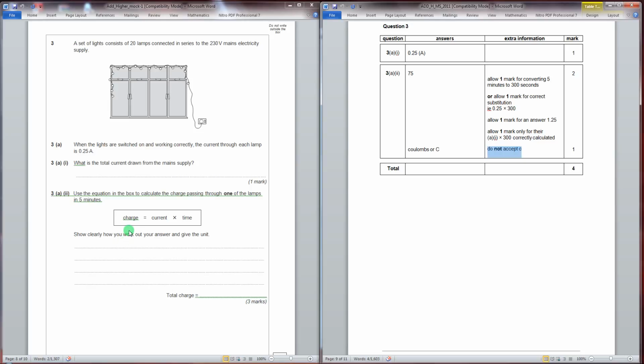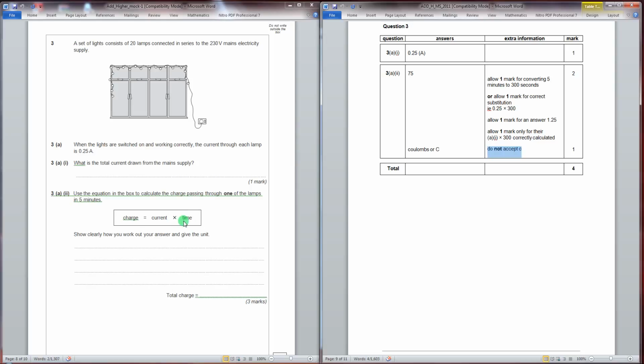The second part is an equation. Use the equation in the box to calculate the charge passing through one of the lamps in 5 minutes. Okay, so even if you got the first part of this wrong and thought that it was 20 times 0.25, the fact it says one lamp should mean that for the current value in here, you would be using 0.25 amps. So that's that value sorted.